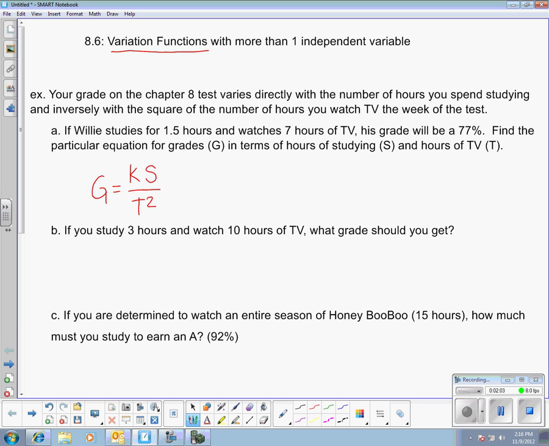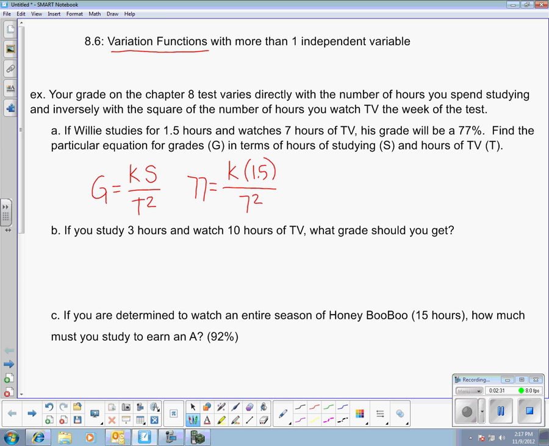And then the one data point tells me that if S is 1.5 hours, and if TV is 7 hours, that will give me a grade of 77, and I know that G is 77. And this is what lets you get K.